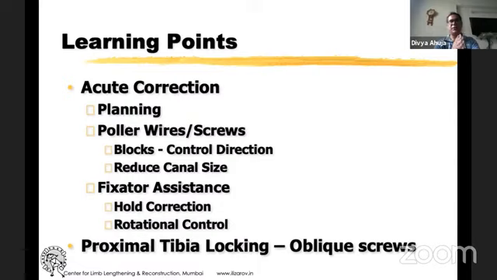One can use the fixator to hold the correction, but more importantly, it will help in the rotational control as well. And in the proximal tibia, where we are locking, more than the transverse mediolateral locking, the oblique locking is going to help you control and hold the fixation well.